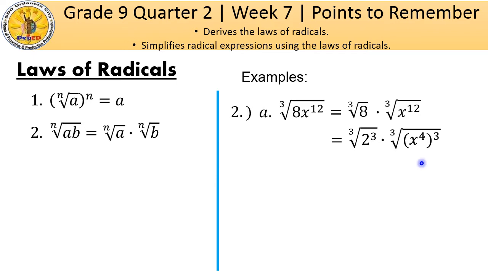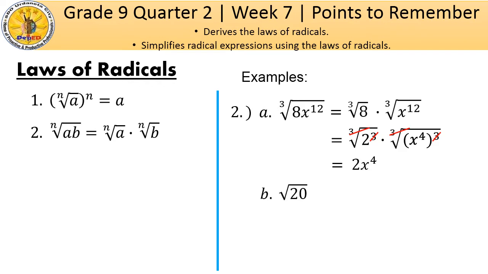Ganito yon. Cube root ang ating index. Kaya dapat ang exponent ng ating radicand ay pareho rin dapat sa ating index, which is 3. Then, exponent 4 times 3 gives us back the original exponent 12. And so, we can cancel out the cube roots and exponents 3 easily. Therefore, it equals 2x raised to 4.